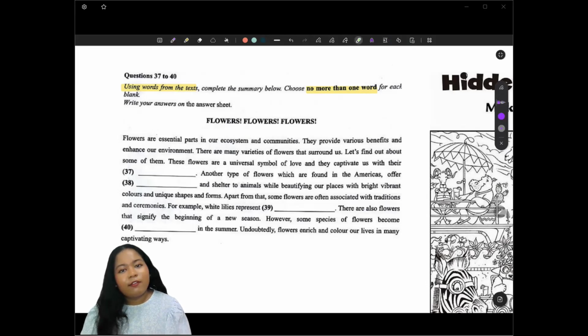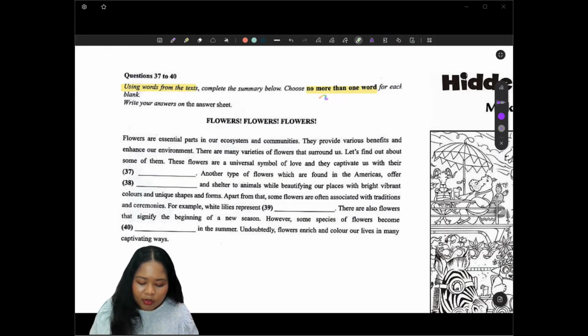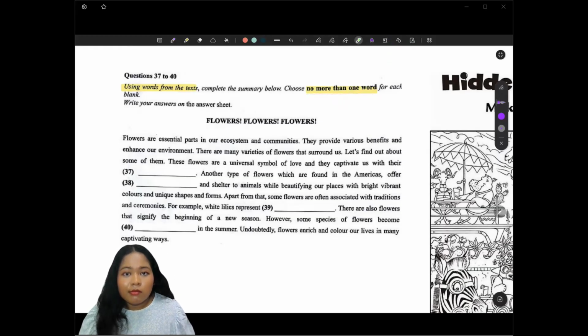Now, if you don't have a highlighter, you don't have to waste your money. You don't have to ask your parents to buy a new one. No worries. Simply underline them. You underline them so you know that that is important and you have to focus on it.